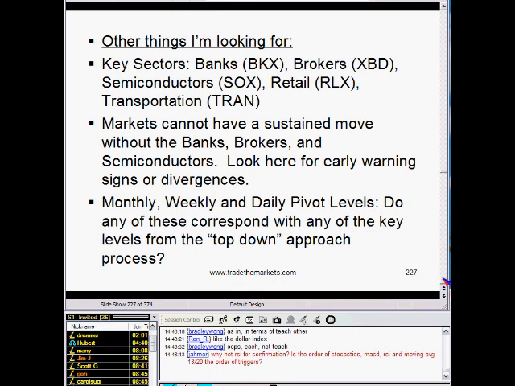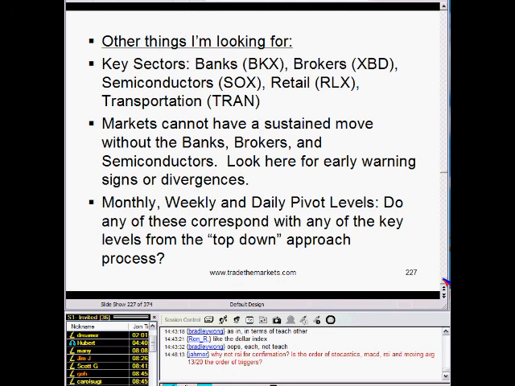And now, basically the rest of the stuff is just some things that we've already reviewed. I like to look at those key sectors, the banks, the brokers, the semis, retail, just to see what they're doing. The markets are not going to be able to have a sustained move without the banks, the brokers, and the semis. So I always look at these sectors because they're kind of early warning signals for the rest of the market. So I do pay a lot of attention to those three sectors.